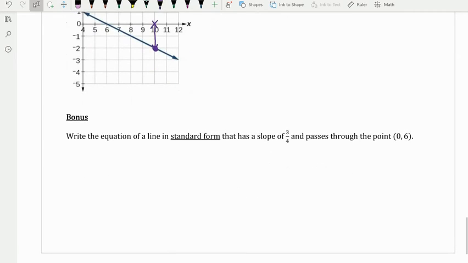All right, and the last one, if you wanted to see the bonus, I think I had one person almost get it completely right. A couple of you had a couple good tries. We want to write the equation of the line in standard form, that is kind of the catch here. The first part of this is pretty simple. Our slope is 3/4. It passes through the point (0, 6).